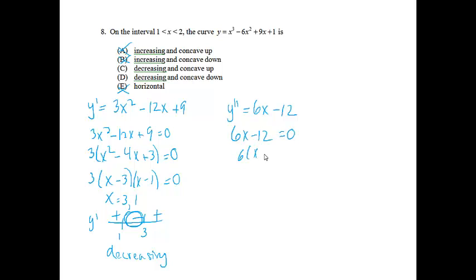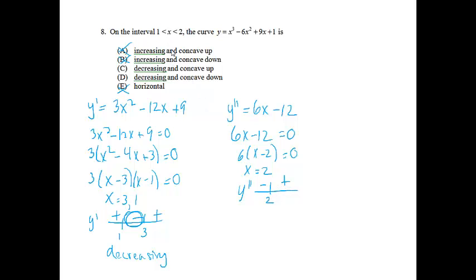If I factor out a 6, my critical value would be at 2. So I'm going to make a y double prime chart. I'll plug 2 on it. If I plugged 1 into the derivative, I'm going to get a negative answer. If I plug 3 in, I'll get a positive answer.